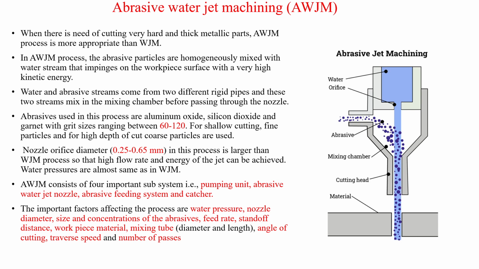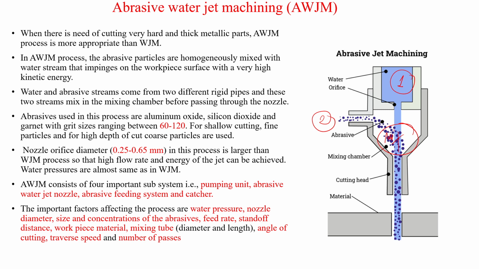In the abrasive water jet machining process, the abrasive particles are homogeneously mixed with the water stream that impinges on the workpiece surface with very high kinetic energy. Very high pressure energy is converted into very high kinetic energy. Water and abrasive streams come from two different pipes. In one pipe water is there, and in the other abrasive is coming. They come and mix here, in the mixing chamber. These two streams mix in the mixing chamber before passing through the nozzle.